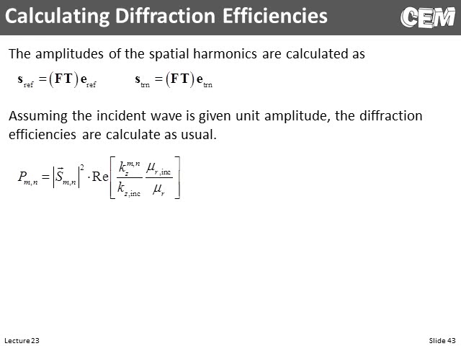Now what's neat, since we've already constructed tilt and Fourier transform operators, we can use those to very quickly calculate the amplitudes of the spatial harmonics. We just use these two equations, and now we have the amplitudes of the spatial harmonics on either side. Then it's a real easy thing to calculate diffraction efficiencies of the reflected or transmitted modes using the exact same equations that we've been using.